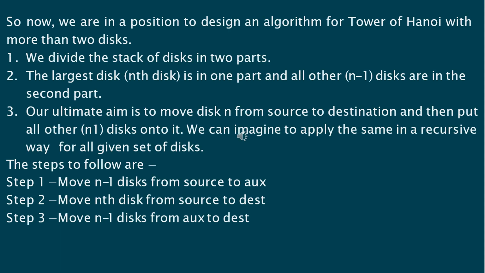So now we are in a position to design an algorithm for Tower of Hanoi with more than two disks. We divide the stack of disks in two parts. The largest disk, nth disk, is in one part, and all other n-1 disks are in the second part. Our ultimate aim is to move the nth disk from source to destination and then put all other disks onto it. We can imagine applying the same in a recursive way for all given sets of disks.